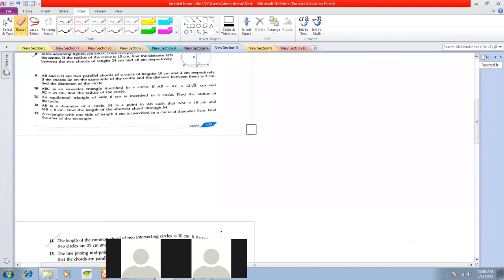Now the next question, in fact, number 11, is also the same as number 10. You can solve number 11 exactly as number 10, because here it is an equilateral triangle. So here also it's no problem, because if you draw an altitude, again it will bisect the chord and it will pass through the center. So number 11 is exactly as number 10.